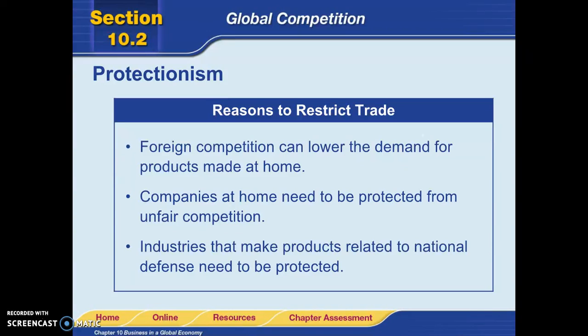Companies at home need to be protected from unfair competition. If you're comparing apples to oranges in terms of industrial regulations from one country to the next, China is allowed to pollute a lot more, which means their industrial output might be a little bit faster than ours. We might be restricted by some of our EPA laws restricting certain pollutions. Industries that make products related to national defense need to be protected as well, because those are secrets needed to protect our citizens and our homeland. Those secrets do not need to be shared in certain cases so that people cannot exploit them with malicious intent.